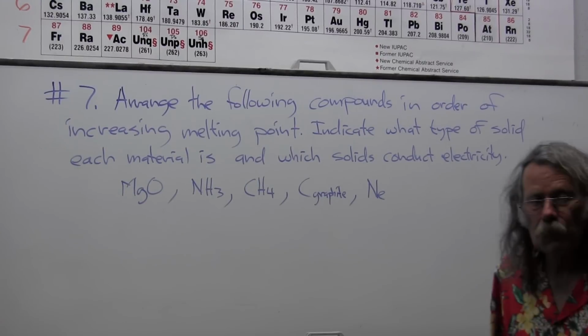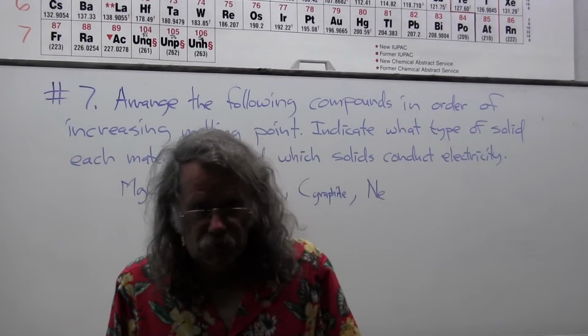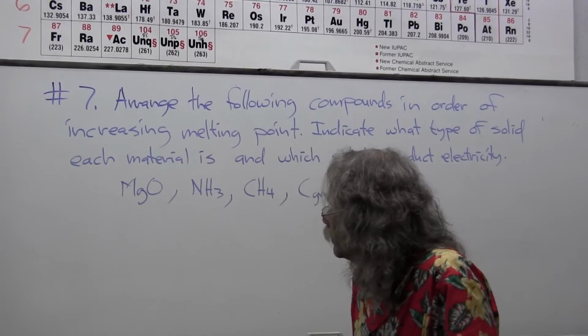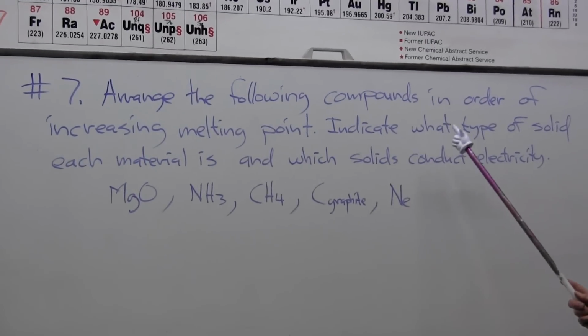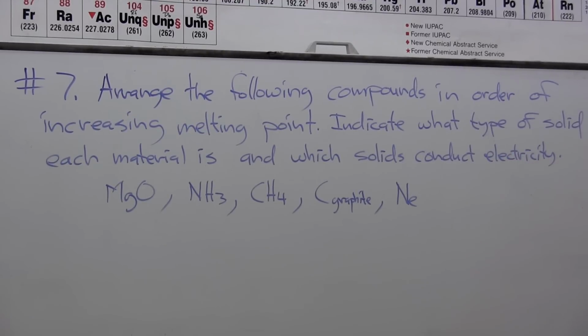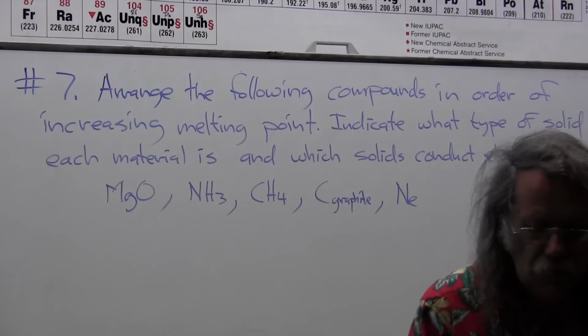This is problem number 7 on the practice final. The problem asks you to arrange the following compounds in order of increasing melting point. Indicate what type of solid each material is and which solids conduct electricity. And so we need to make the distinction.